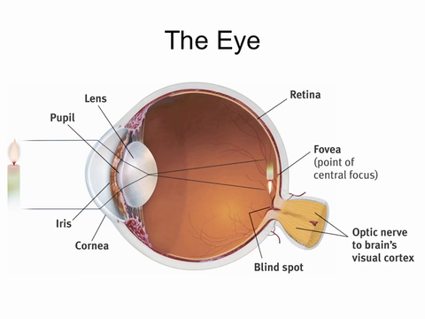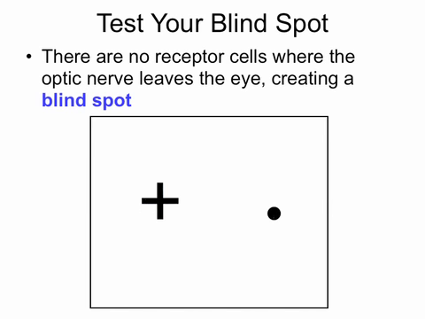The fovea is what we call the central focus point. We'll talk about blind spots here in a second. And then all that information is sent through the axons of these different neurons traveling to the brain, and we call that bundle of axons the optic nerve. Okay, so just a little overview there for you. There are no receptor cells where the optic nerve leaves the eye. I want you to know retina, and I also want you to know blind spot.